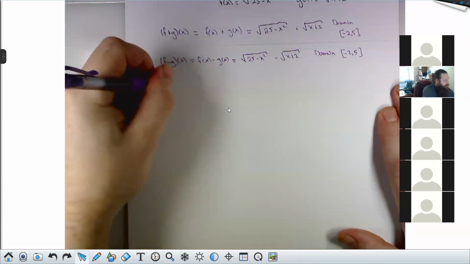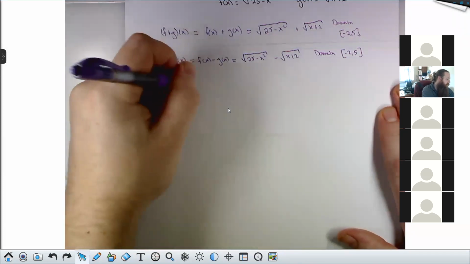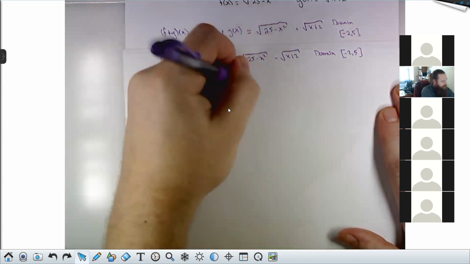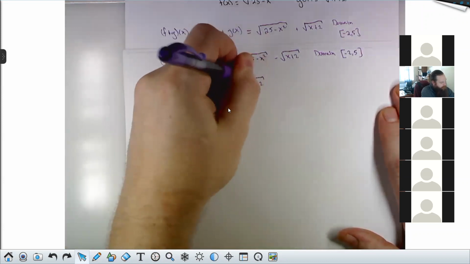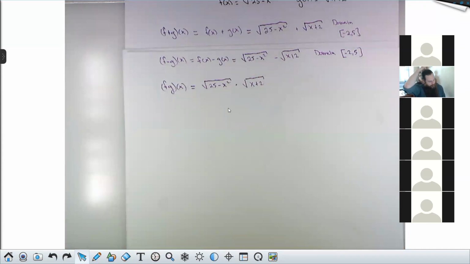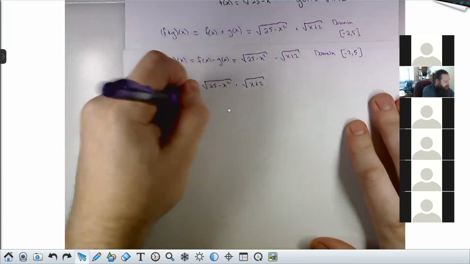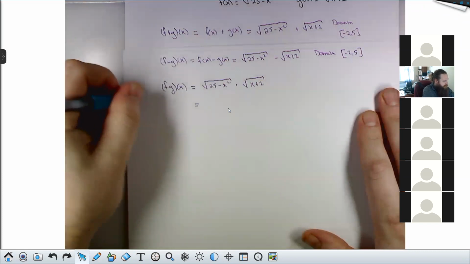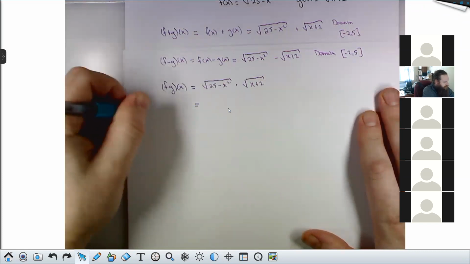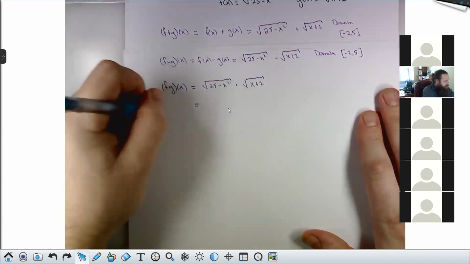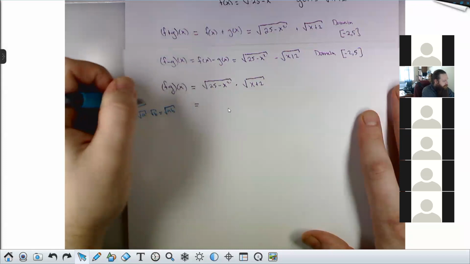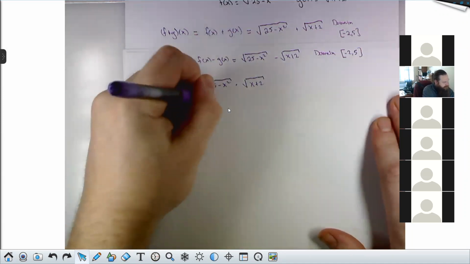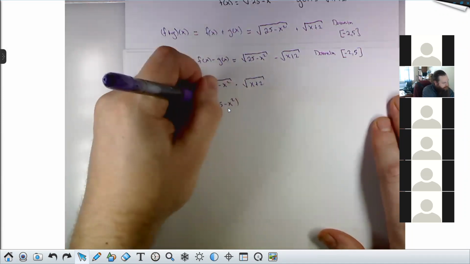Let's look at f times g. This would be the square root of 25 minus x squared times the square root of x plus 2. And in this case, it is possible to combine these algebraically. It's true, the rule that the square root of a times the square root of b is actually equal to the square root of ab. You multiply two square roots, you can write that as a single square root with the product inside. But you need to use parentheses here, of course.